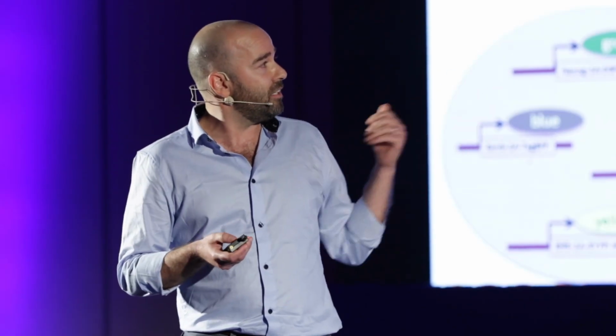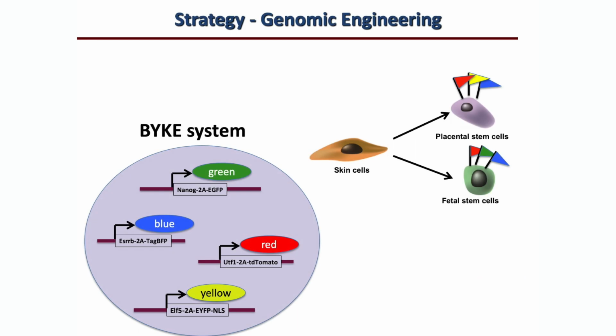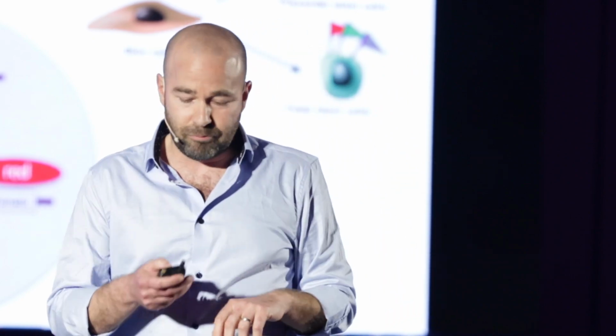So, for example, if these skin cells turn on three flags, for example, the red, the yellow, and the blue, we know that we succeeded to convert these skin cells into placental stem cells. In contrast, if another skin cell is able to activate three different flags, the blue, the green, and the red, then we know that we have succeeded to generate fetal stem cells.